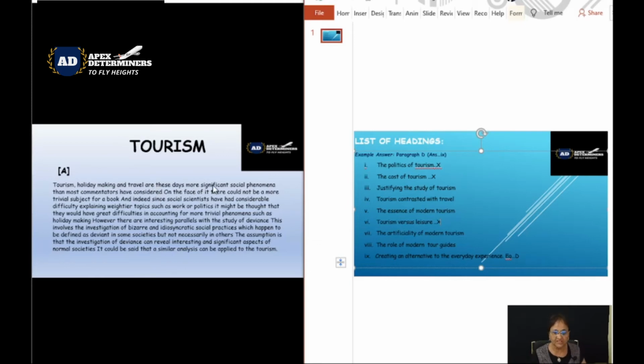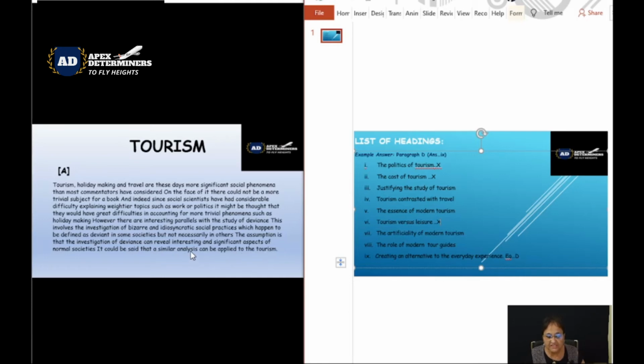So what we're going to consider here, my importance is tourism, comma, followed by significant. Significant is the word that is important in this sentence. Because what is the significance of tourism? It is giving the quality of tourism. Now, to add on to our understanding of the first sentence, we'll go to the last sentence. It could be said that a similar analysis can be applied to the tourism.